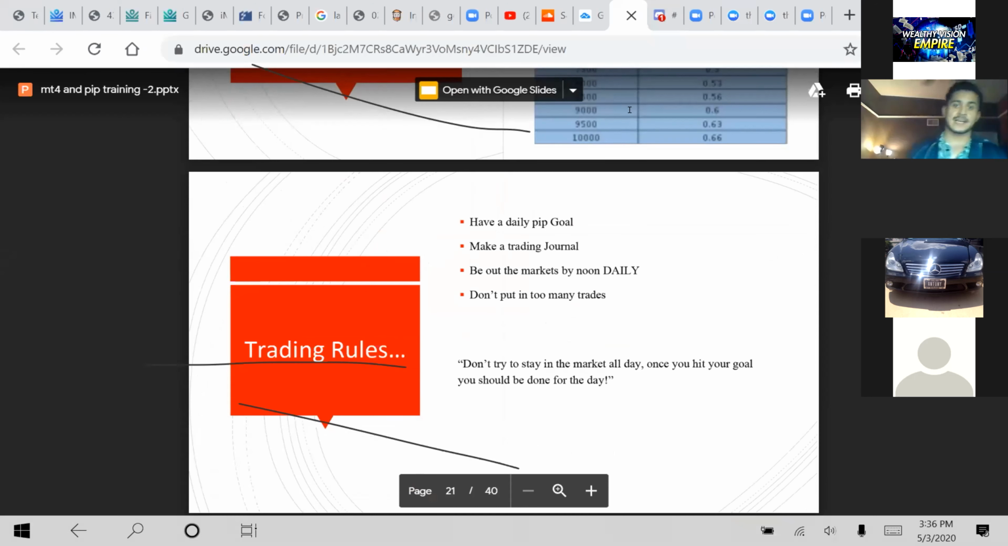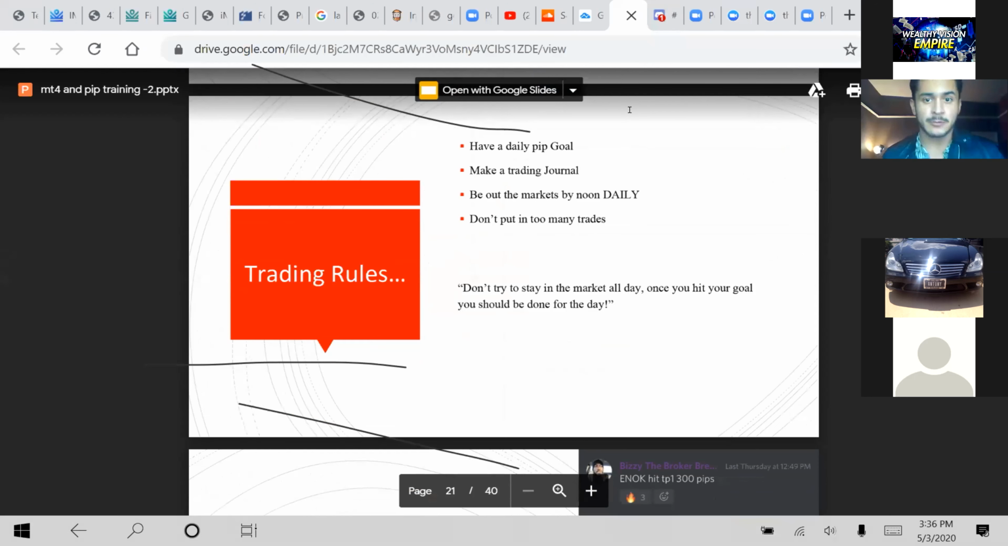So right here, guys, we're going to talk about having a daily goal, right? Your trading rules. This is very, very important. So I like to personally set a daily pip goal. What this means is, okay, how much do you want to catch? You want to catch as many pips as possible. Whether you're buying or selling, you're always catching pips, guys.